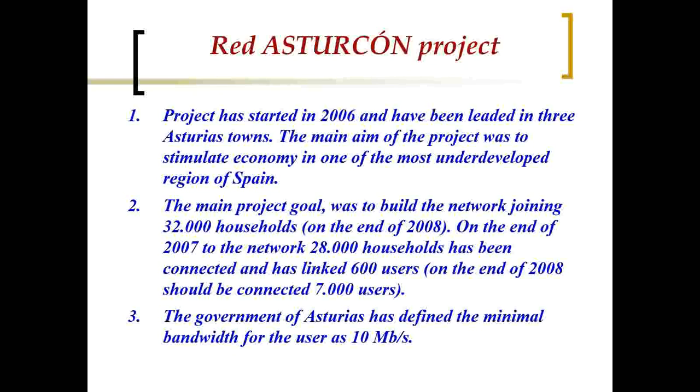The main goal of this project was to build a network joining 32,000 households by the end of 2008. By the end of 2007, the network had been connected to 28,000 households. By the end of 2008, it is assumed to be connected to about 7,000 users, as the first phase linked only 6,600 users. And the government of Asturias has defined the minimal bandwidth for the user at the level of 10 megabits per second.